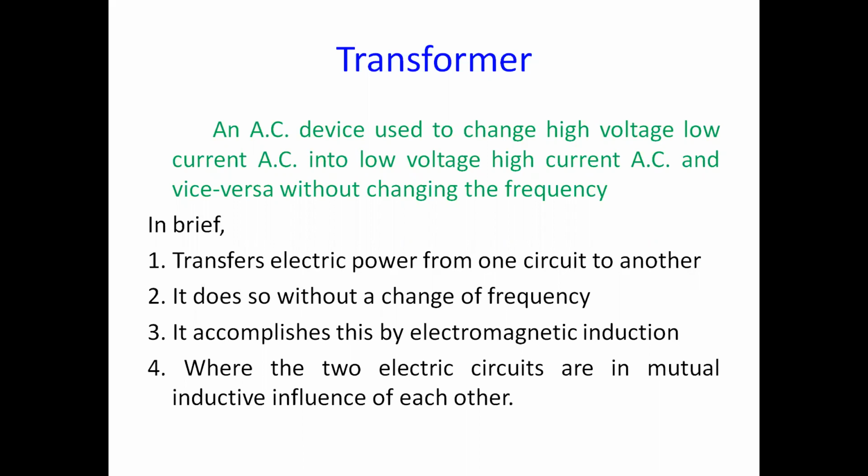In brief, we can say there are two electrical circuits, isolated electrically, but coupled magnetically. So it transfers the power from one circuit to the other without change of frequency, and it is accomplished by electromagnetic induction, where two electric circuits are mutually inductive and influence each other.